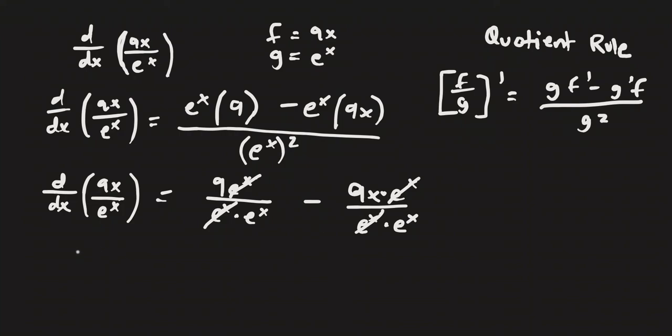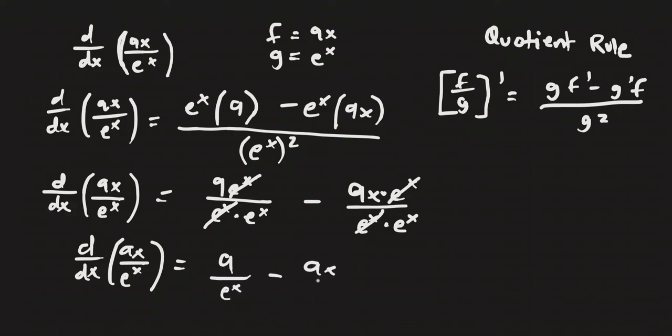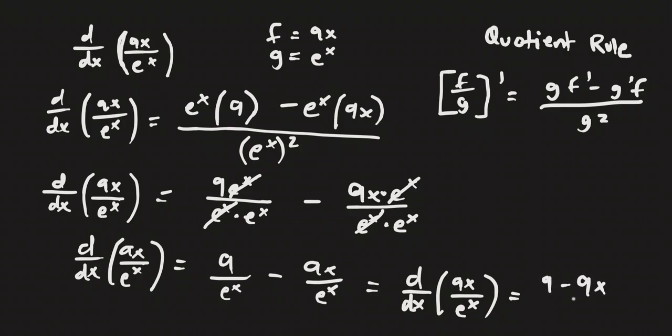And so we're left with the derivative of 9x by e to the power of x is equal to 9 over e to the power of x minus 9x over e to the power of x. And this is all going to equal, so the derivative of 9x over e to the power of x is going to equal 9 minus 9x all over e to the power of x.